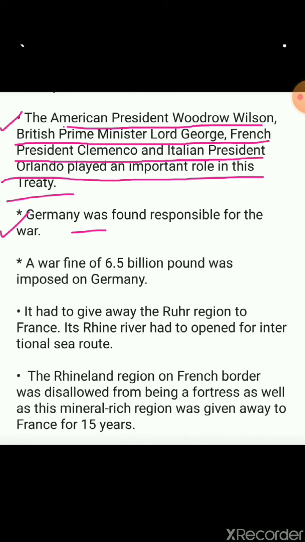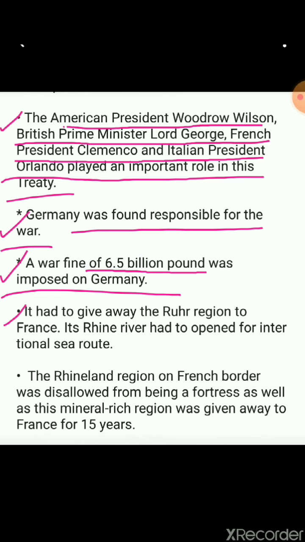Next, Germany was found responsible for the war. Yes, I told you that Germany was the reason for the First World War, so Germany was found responsible for the war. The third point, a war fine of 6.5 billion pounds was imposed on Germany. Germany had to pay 6.5 billion pounds as fine.